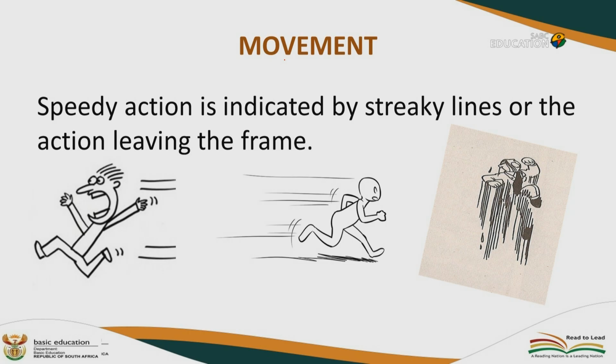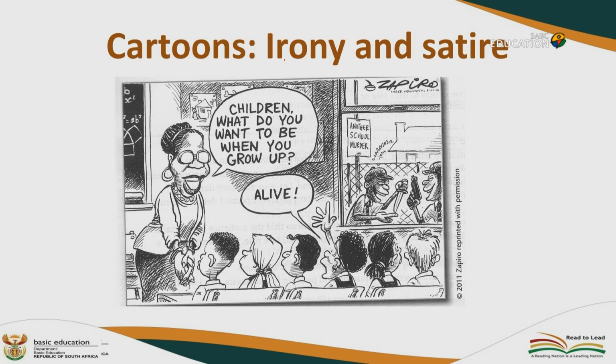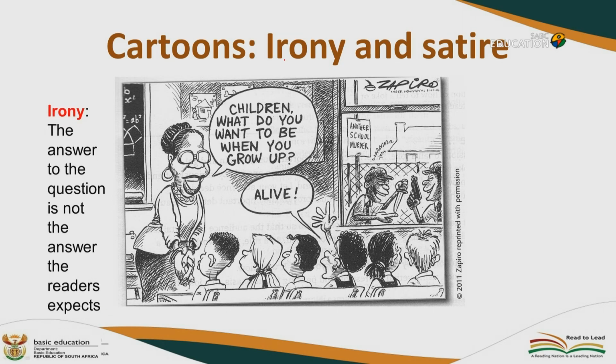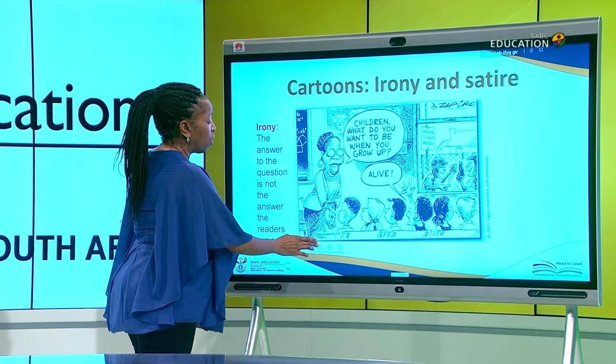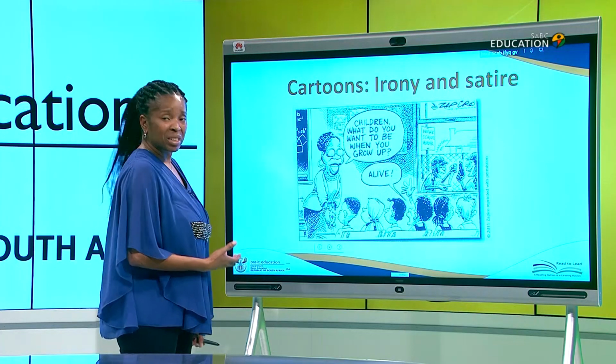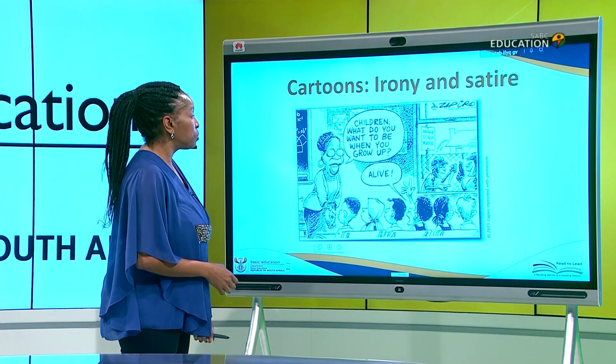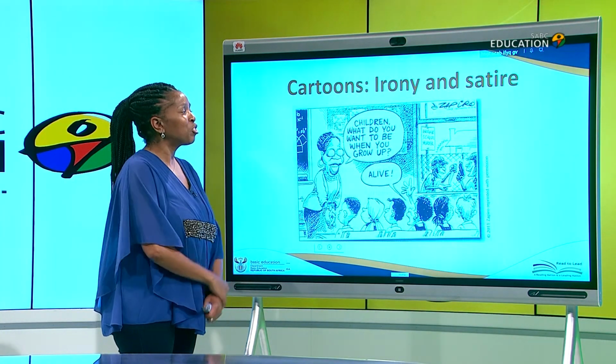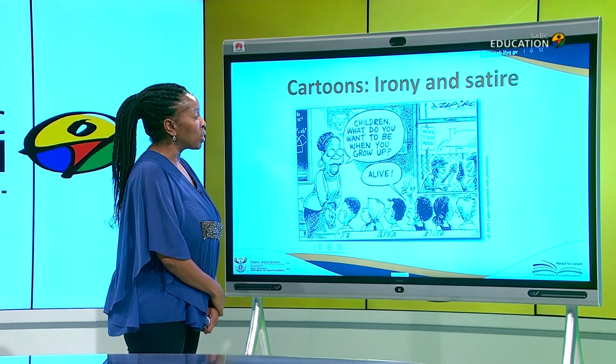Motion lines also indicate if somebody is leaving a frame or not. Okay, let us look at irony and satire. Before I go into explanation, let's look at this cartoon. It says, children, what do you want to be when you grow up?